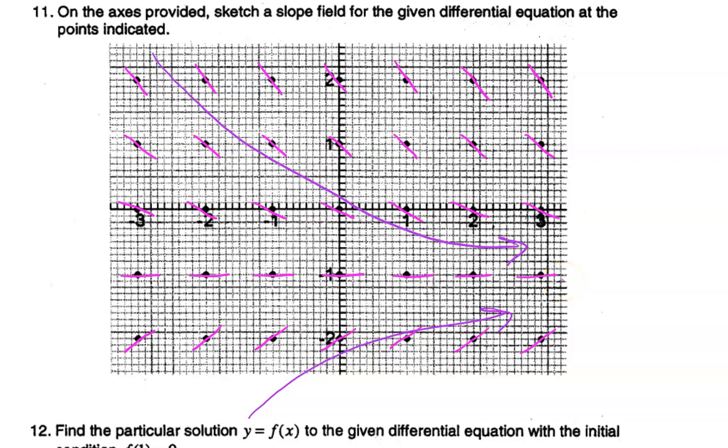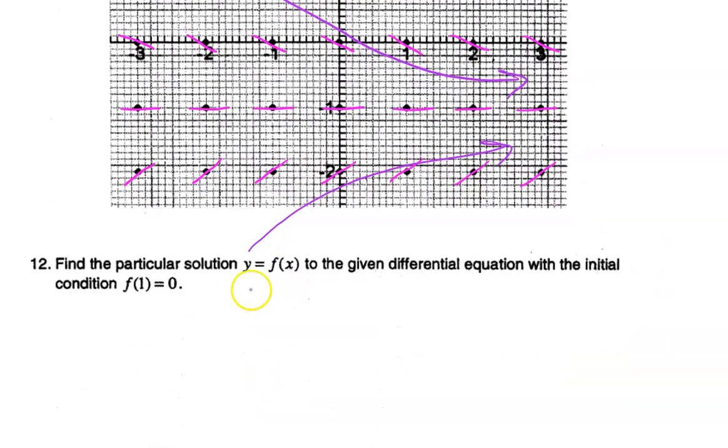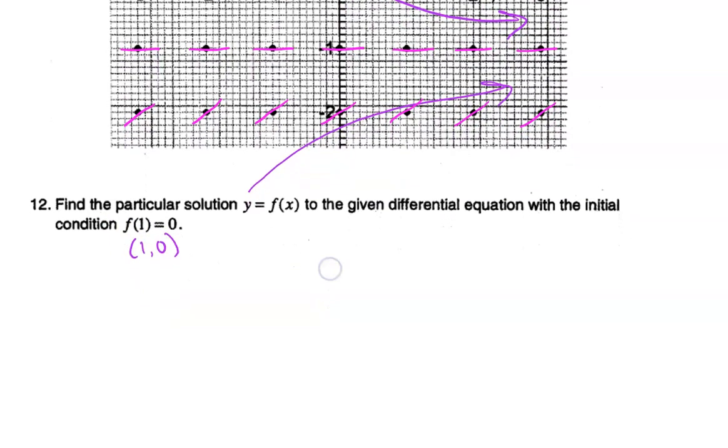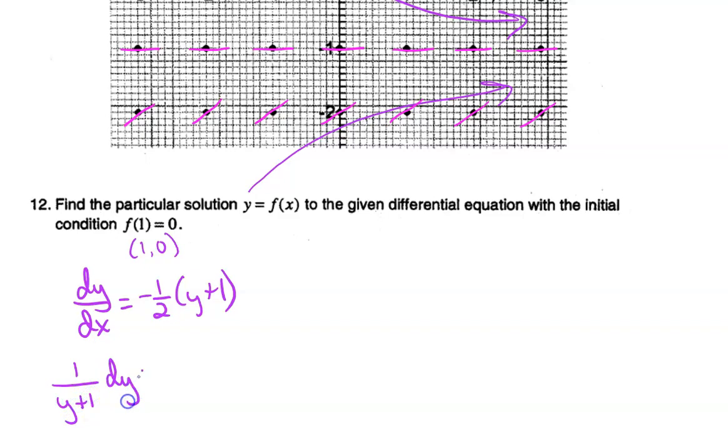Okay. All right, so let's go ahead and find the particular solution to the differential equation with our initial condition of the ordered pair (1, 0). Starting with our differential equation, let me rewrite this: dy/dx equals -1/2 times (y plus 1). First thing I need to do is rearrange things. I'm multiplying by dx. I'm only dividing by the y plus 1. I cannot separate this, so I definitely don't want to distribute, but I'm going to keep this y plus 1 all together and divide both sides. So I end up with 1 over (y plus 1) dy is equal to -1/2 dx.